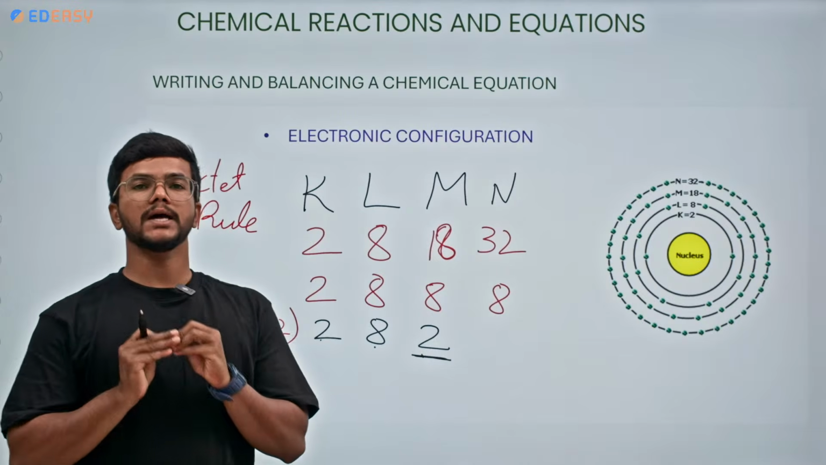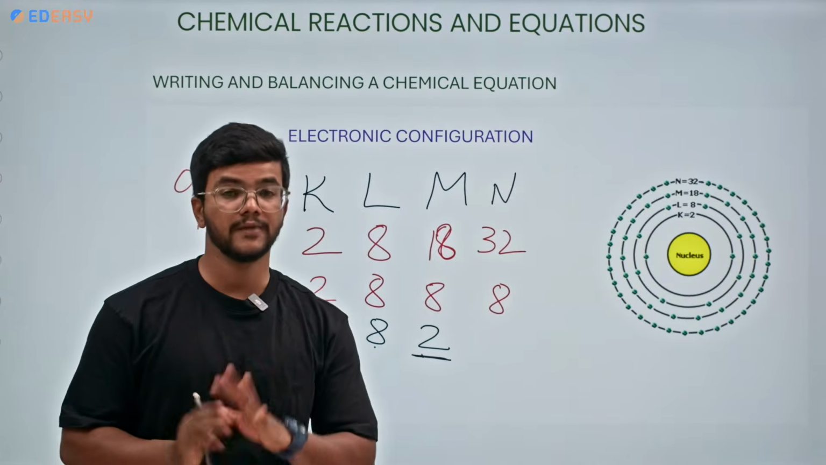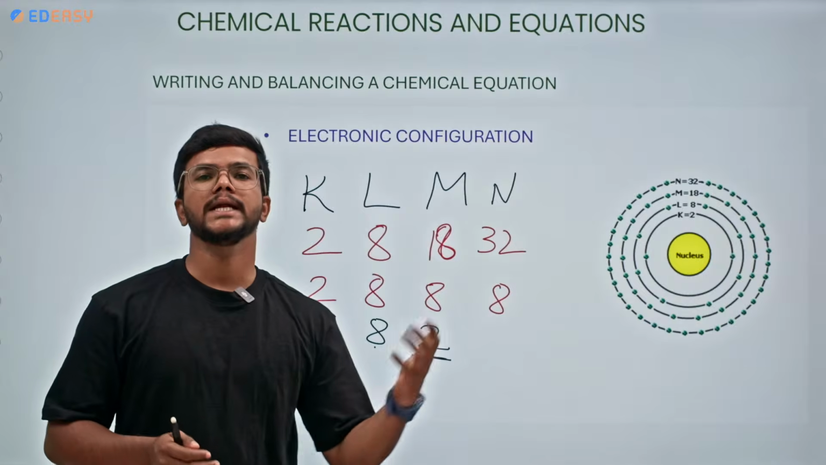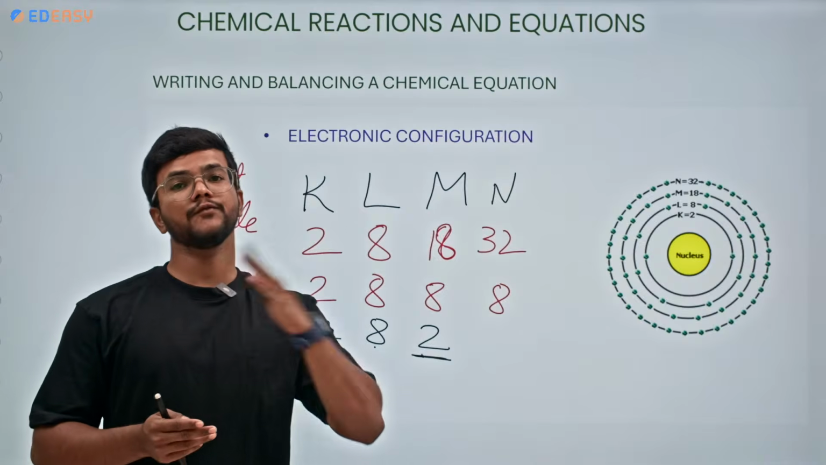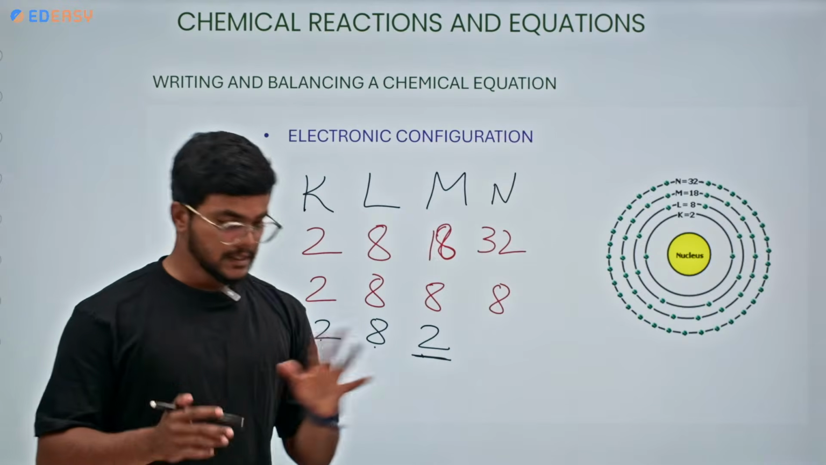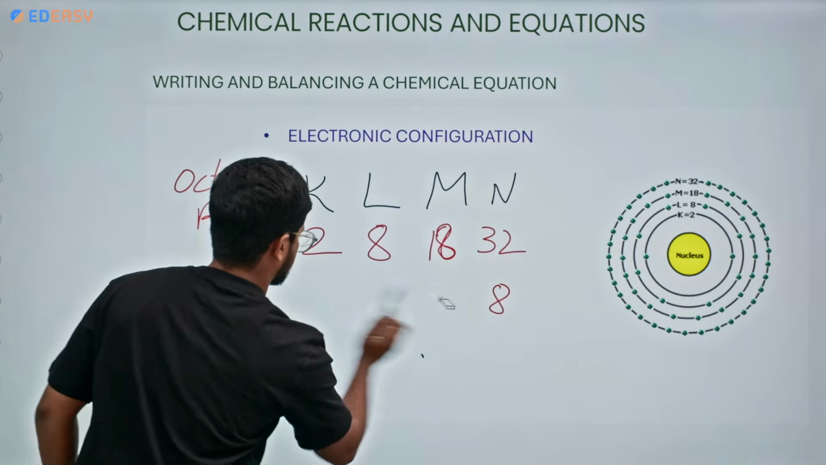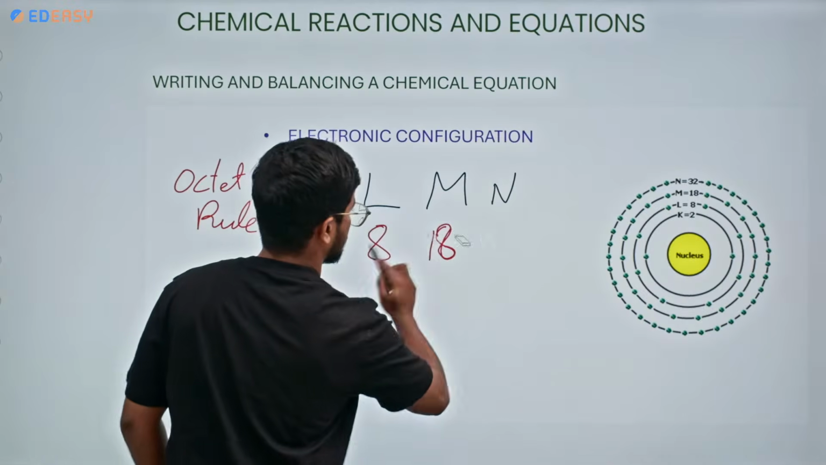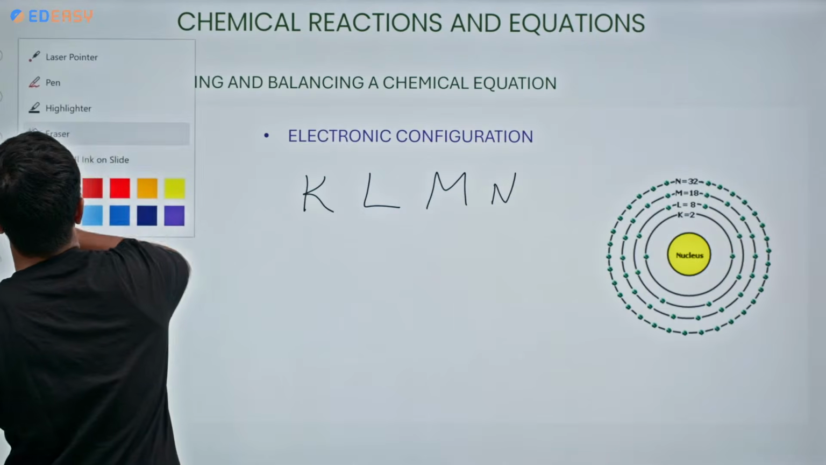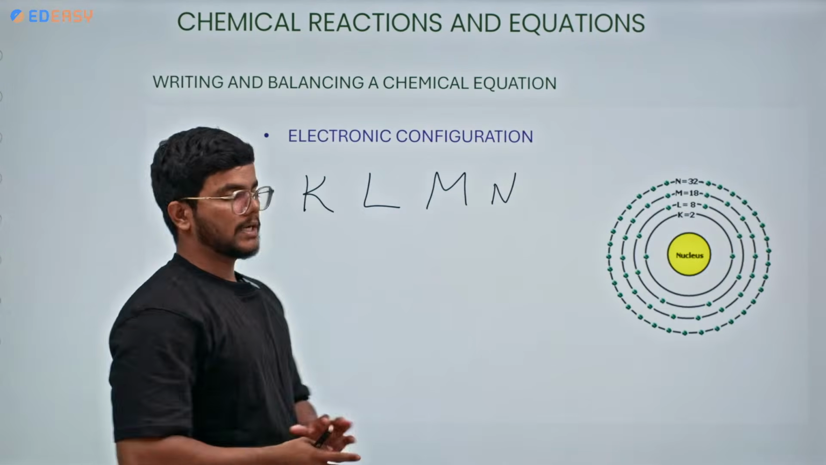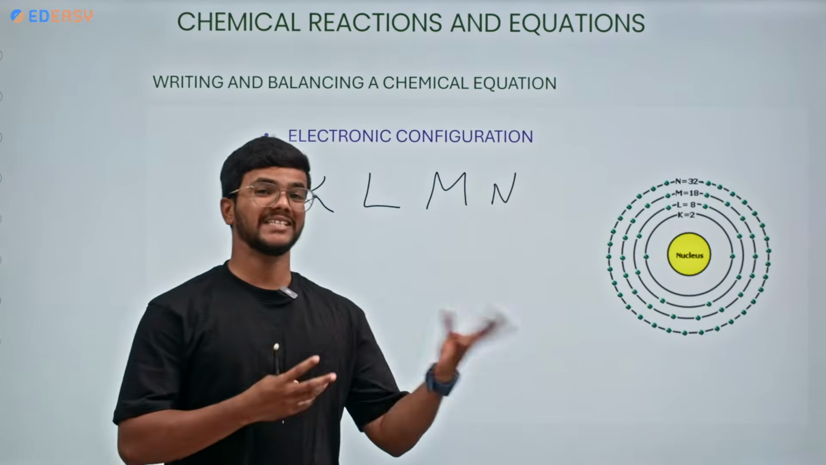If the electrons in the outermost shell are less than 4, the atom can give the electrons. If they are more than 4, it can take the electrons. And with 4, it can give 4 electrons or it can take electrons. So let me give an example of how an atom can give electrons or how an atom can take electrons.